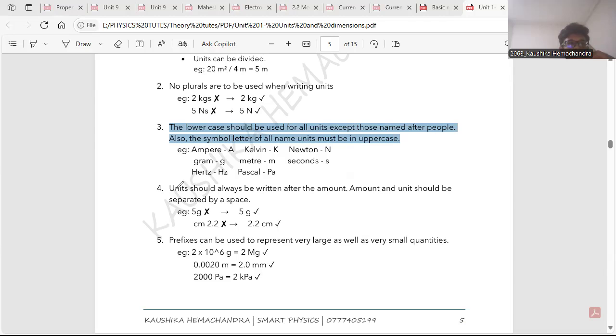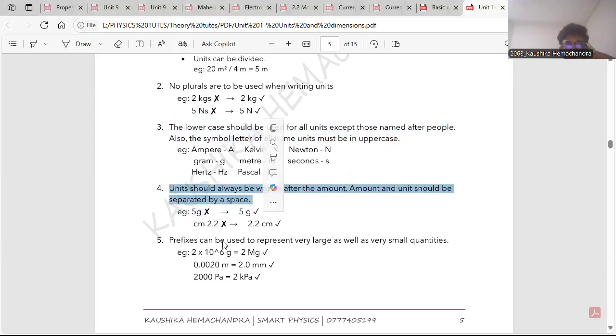And the next one is that the units should always be written after the amount. Right? In Sinhala we say centimeter 22, centimeter 100. But you can't write cm 22. When you write, you always write 22 centimeters.